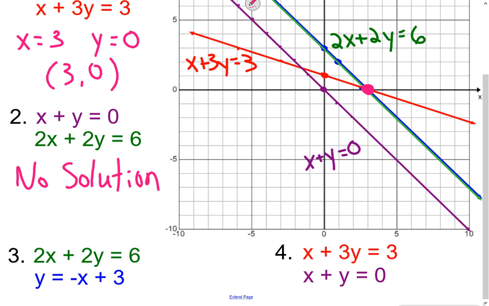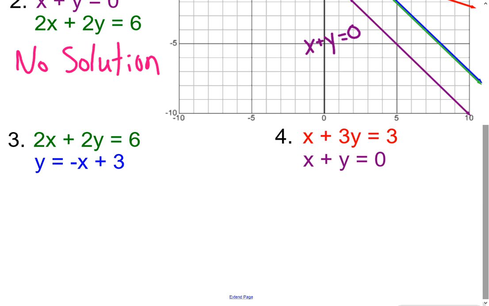Now I go down to my next one. I'm going to look at the green line and the blue line. Now the green line and the blue line, remember, that was the situation where we had the two lines on top of each other. Well, that tells me that if I look at a point on the blue line, it's a solution to the blue, but it's also a solution to the green. And if I pick a different point on the blue, it's still a solution to the blue and the green. So it doesn't matter where I look on this one. Every single point on the blue line is a solution to the green line and vice versa.